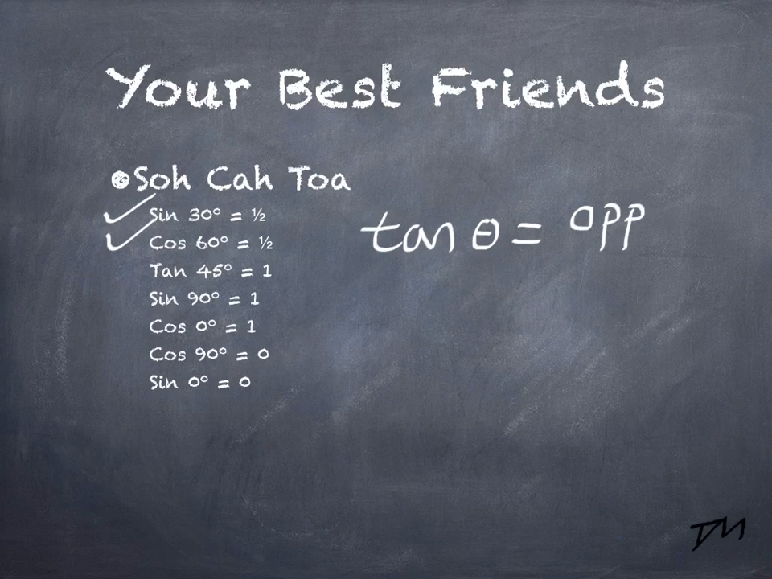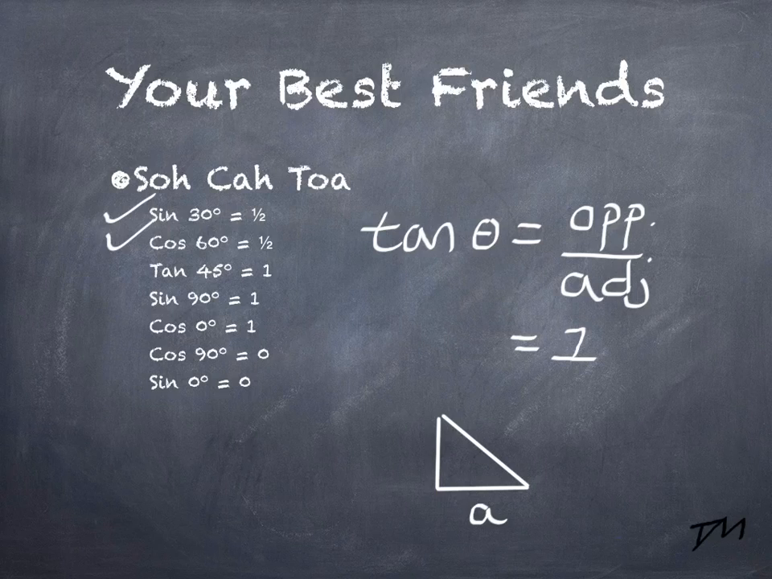Tangent theta, again, is opposite over adjacent. Now, when the opposite and the adjacent sides of a right triangle are equal to each other, the ratio of opposite over adjacent is equal to 1. That must be a right triangle where the length of one side, which we call A, is equal to the length of the other side, B. Therefore, the adjacent and the opposite are the same length. The ratio is equal to 1.